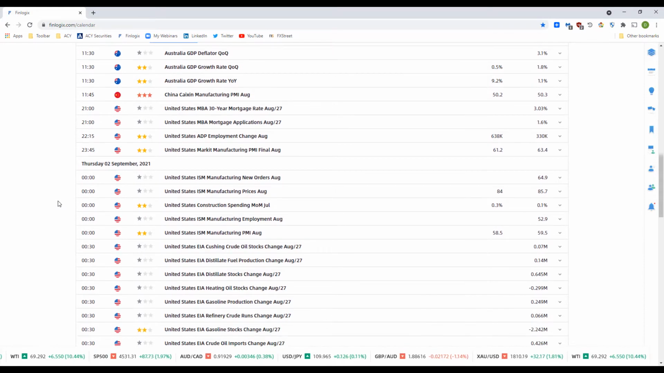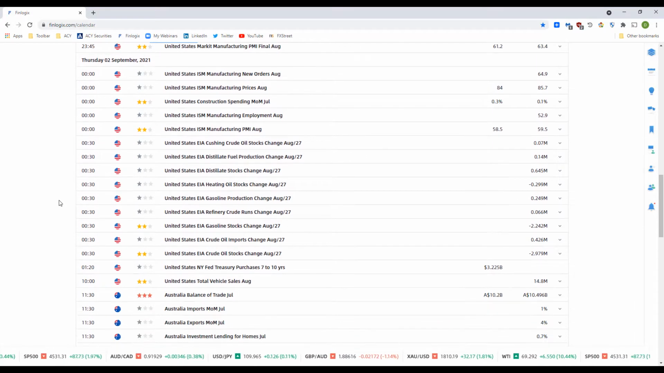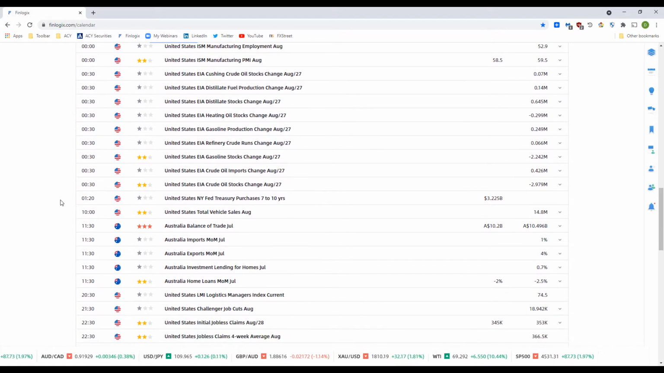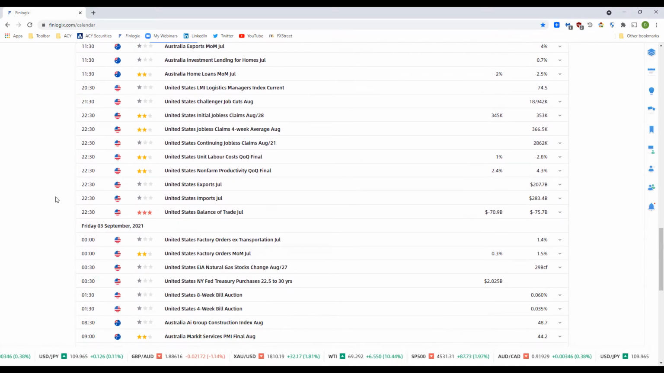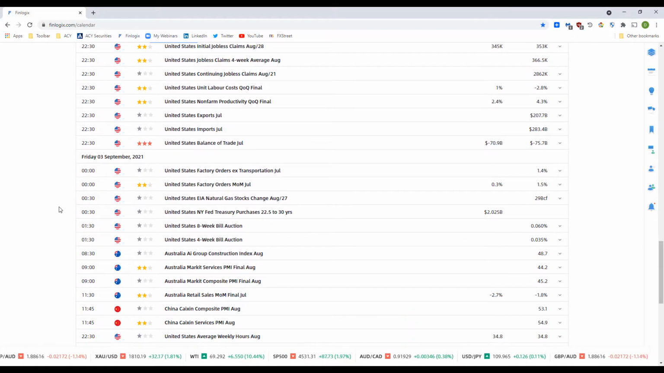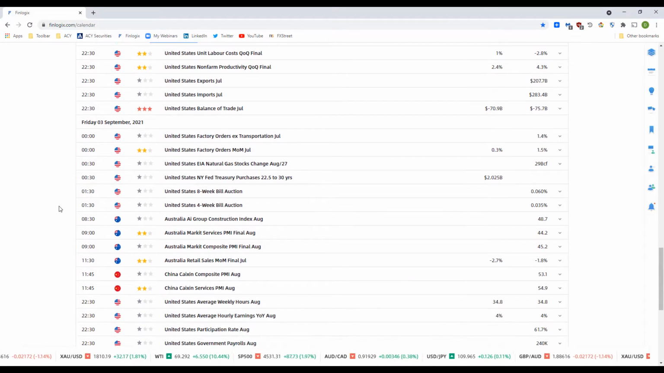And then getting into Thursday, we've got the Australian balance of trade at 11:30 in the morning. And then into the evening we've got the US balance of trade, 10:30 in the evening. And the big one for the week, getting into Friday. We'll get to the big one in a moment.